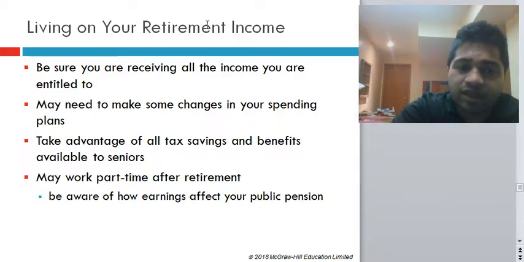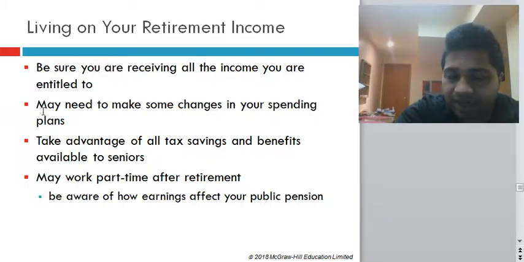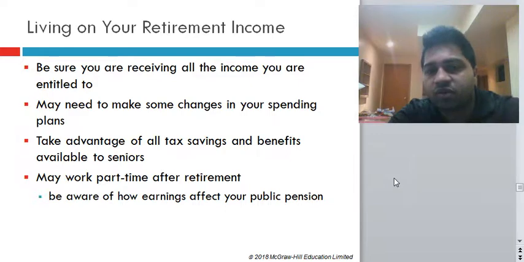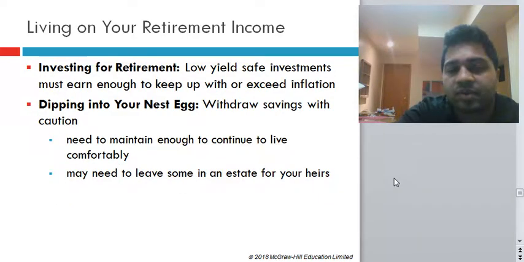So when you are retiring, be sure of these things. Be sure you are receiving all income you are entitled to. You may need to make some changes in your spending plans. Take advantage of all tax savings and benefits available for seniors. You may work part-time after retirement. Be aware of how that earning affects your public pensions.